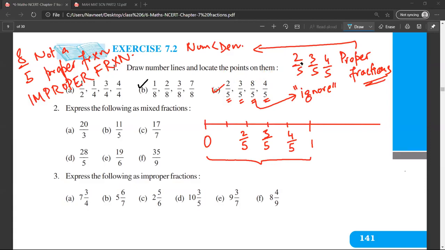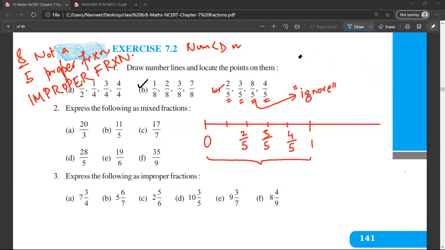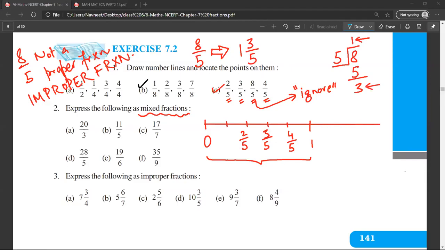Now 8 by 5 is an improper fraction because the numerator is greater than the denominator. If I want to write it as a mixed fraction, what will be the mixed fraction for 8 by 5? If there is any confusion, I divide 8 by 5. 5 once is 5, remainder 3. So this will be equal to 1, 3 by 5. 1 comes from here, 3 is the remainder, 5 is the divisor, 1 is the quotient.